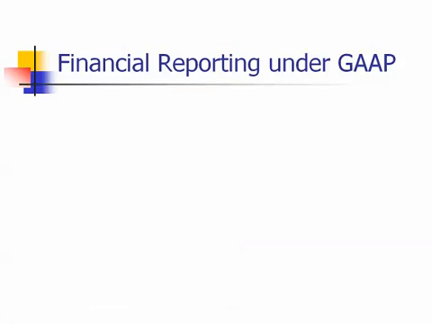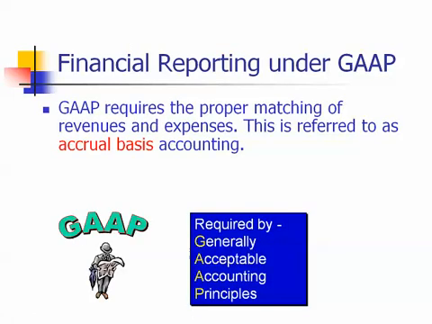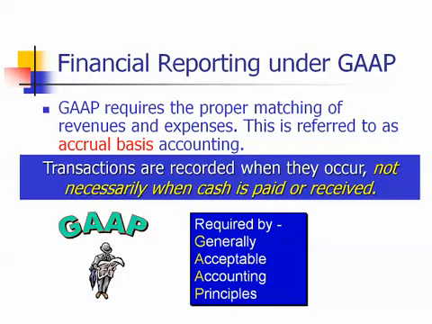Let's talk for a minute about financial reporting under GAAP. GAAP requires the proper matching of revenues and expenses. This is referred to as accrual basis accounting. Under accrual basis accounting, transactions are recorded when they occur, not necessarily when cash is paid or received. Again, GAAP requires companies to follow accrual basis accounting.